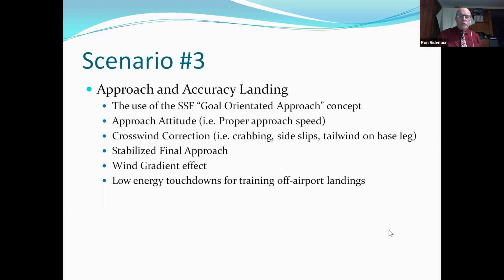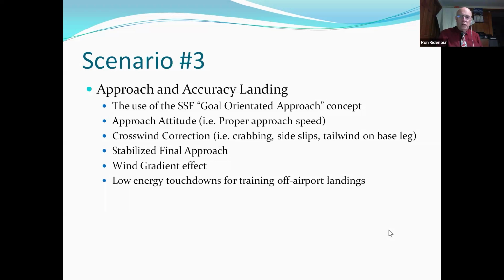Low energy touchdowns for training off airport landings. You don't want to be touching down at 80 knots. You want to be at a ground speed of 80 knots. You want to be touching down with as low of energy as you think you can. So once you get down in the ground effect, you can start to slow down, or you should slow down, so that your actual touchdown and rollout is the minimum amount necessary.